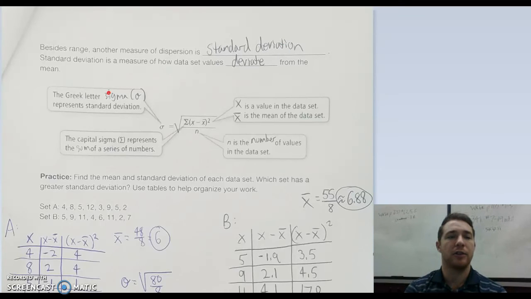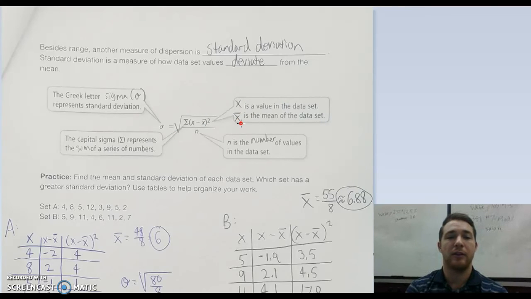So Greek letter sigma, and that looks like an O with a little squiggly over the top, represents standard deviation. And capital sigma, which looks like kind of a Greek E, represents the sum of a series of numbers. So I'm going to be using that as some shorthand in terms of our notation. X, when we use that in our standard deviation formula, because again, this is what I'm going to use to calculate standard deviation, is the value of a data set, so just one value taken at a time.